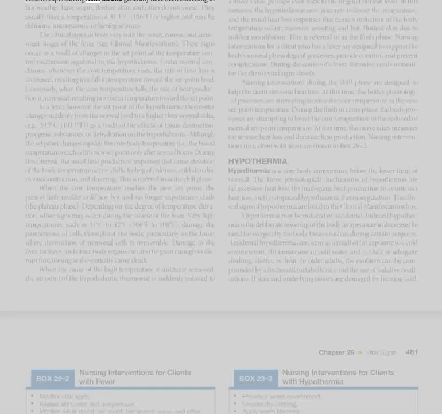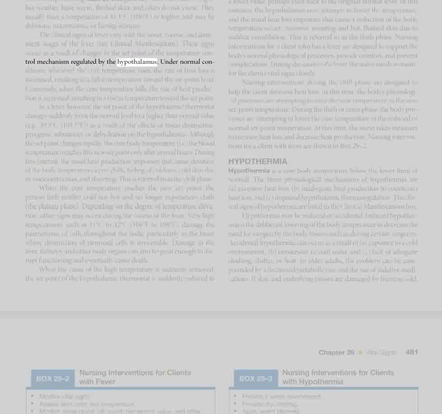Persons experiencing heat stroke generally have been exercising in hot weather, have warm, flushed skin, and often do not sweat. They usually have a temperature of 41.1 degrees Celsius, 106 degrees Fahrenheit or higher, and may be delirious, unconscious, or having seizures. The clinical signs of fever vary with the onset, course, and abatement stages of the fever. See clinical manifestations.